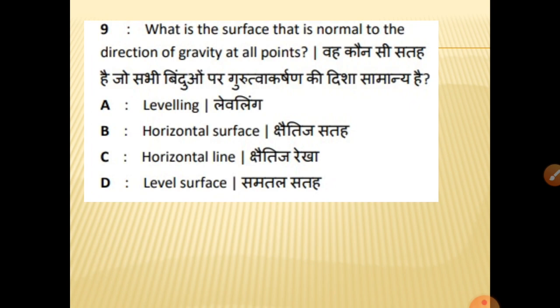Next question. What is the surface that is normal to the direction of gravity at all points? Leveling, horizontal surface, horizontal line or level surface. Option D, level surface is the surface that is normal to the direction of gravity at all points.